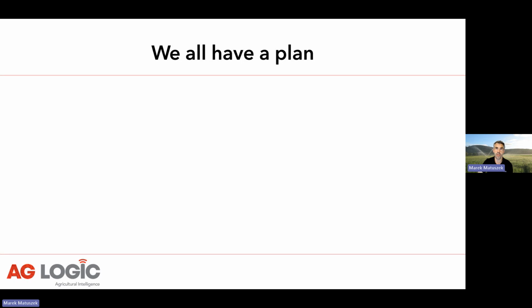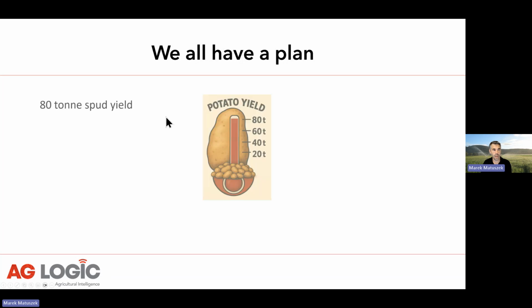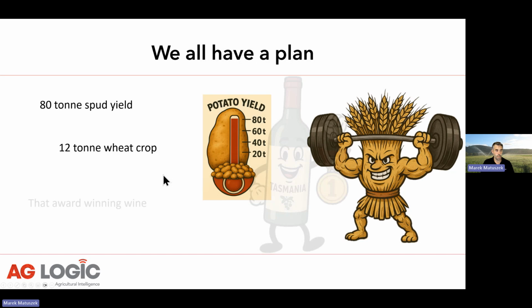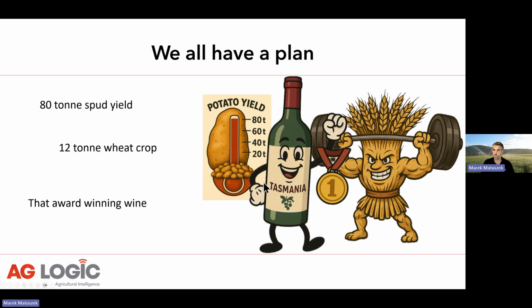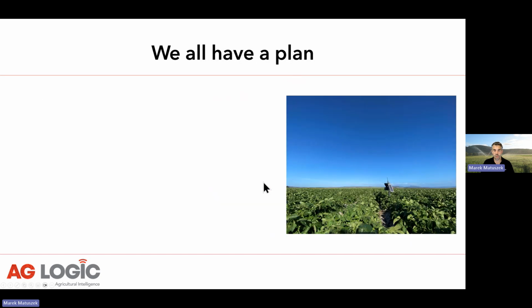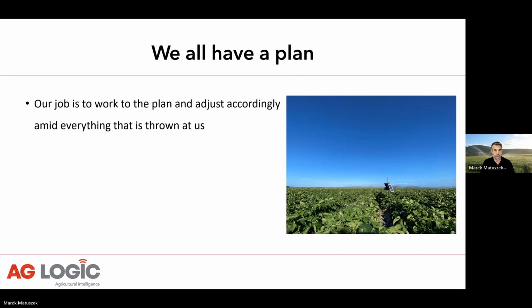But when we think about these, we have to really come back and ask the question, we have a plan. What kind of plan do we have? And we all have one. It doesn't matter what we're growing. And I've ripped a couple of these slides off a presentation I did at the wine conference a couple of weeks ago. But we all have a plan. It doesn't matter whether it's your 80-tonne spud yield, whether it's your 12-tonne wheat crop, or it's that award-winning wine that you want to try and get. So you have your plan. Our job is to work the plan and adjust it accordingly amongst everything it throws at it.